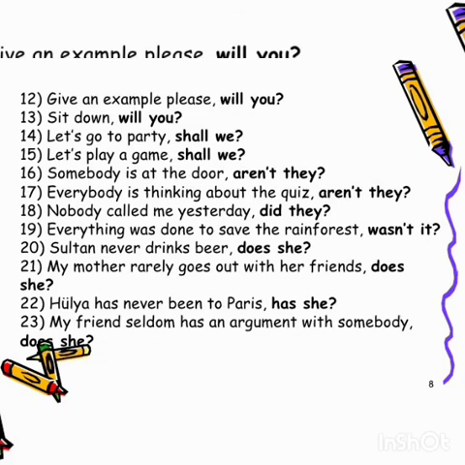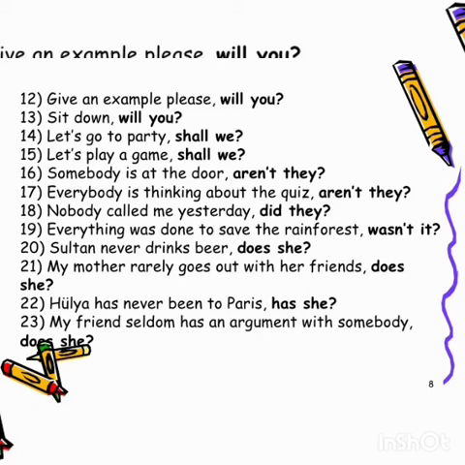Next, give an example please. Will you? We have discussed in previous slides that for a simple request the tag is will you, for an urgent request won't you, and for impatient remarks can't you. So sit down, will you? Let's go to party, let's play a game. If the sentence starts with let's, the tag is shall we.